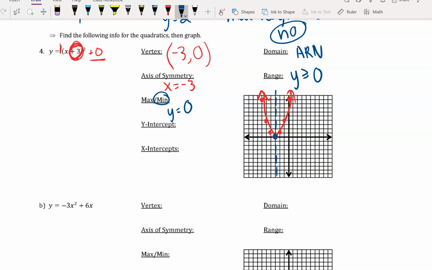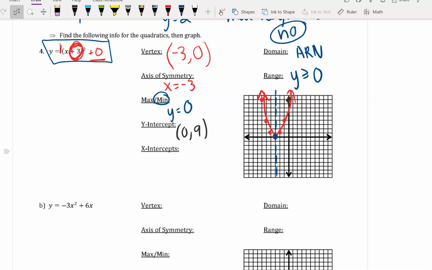The y-intercept. I couldn't tell based on this equation, because it wasn't in standard form. If it was in standard form, it'd be our c value. But I can tell based on my graph that the y-intercept was up here at 9. So sometimes you can just tell things by graphing it.